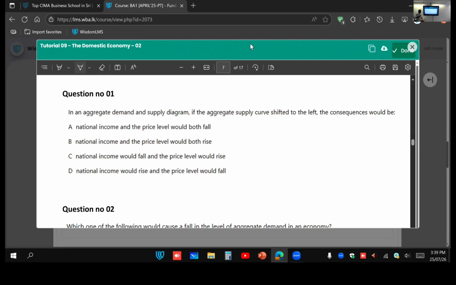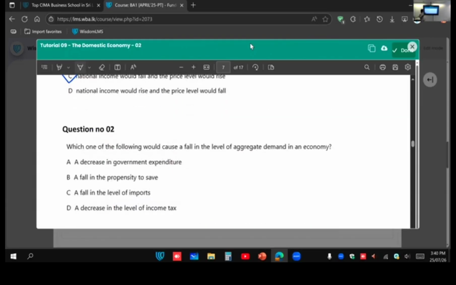So those who say answer is A, B, C, D, yes. National income is equal to output, right? So don't confuse, national income is output. So that will fall. Move to the left means equilibrium moves to this, output goes down, price will rise. C is the answer. Next question.